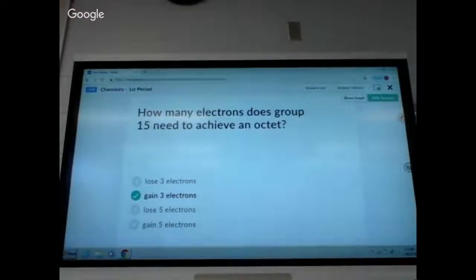All right, so the right answer is gain 3 electrons. It has 5, so the easiest thing to do is gain 3. It's not going to lose 5. Okay? It's not going to lose 5.